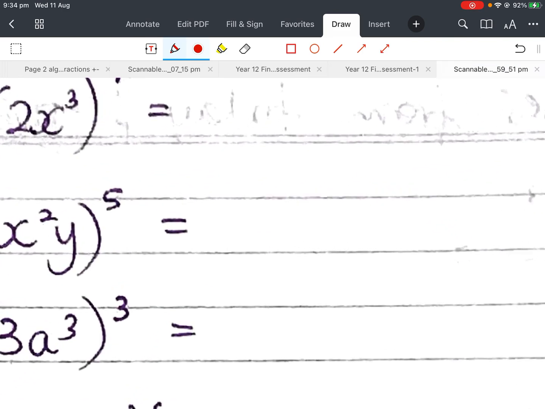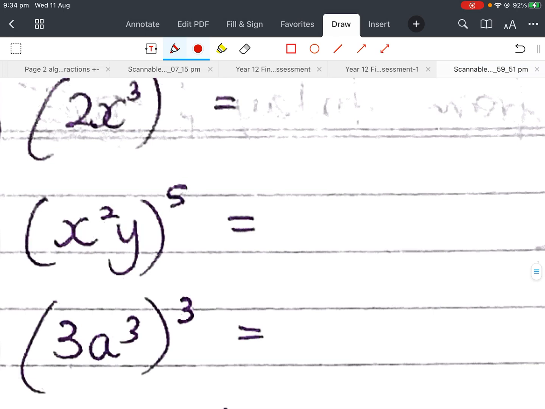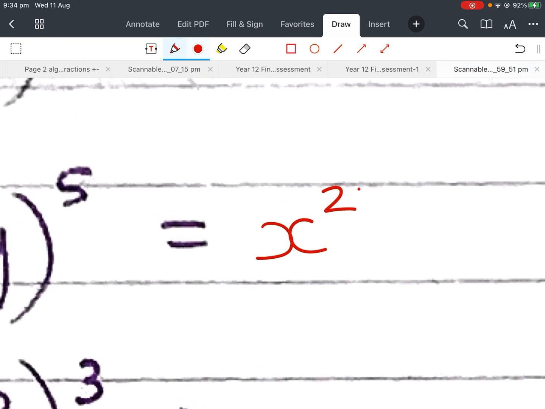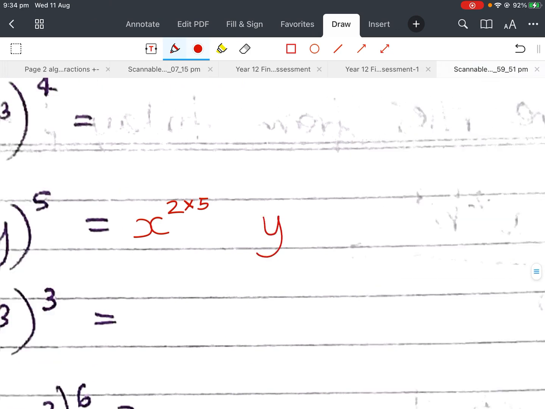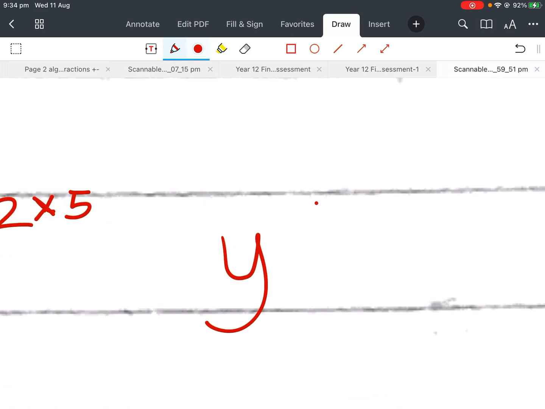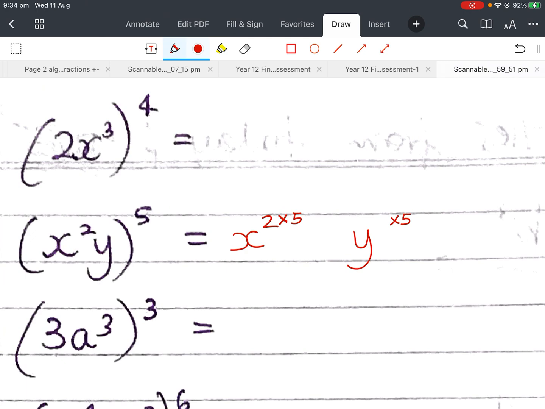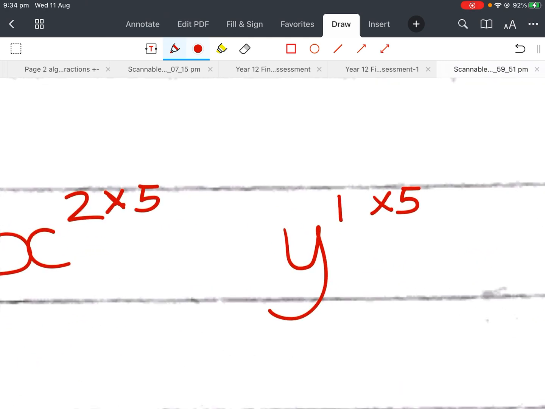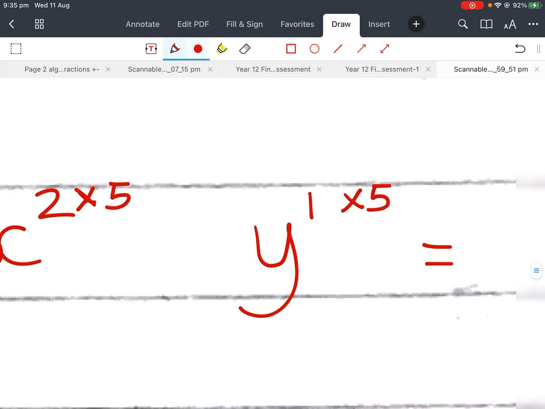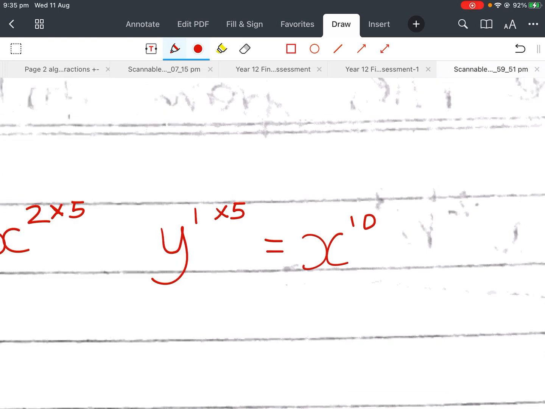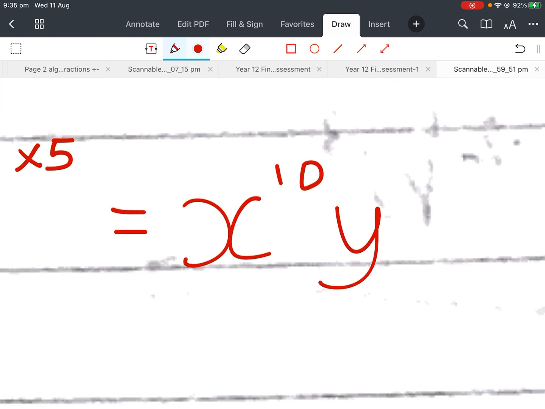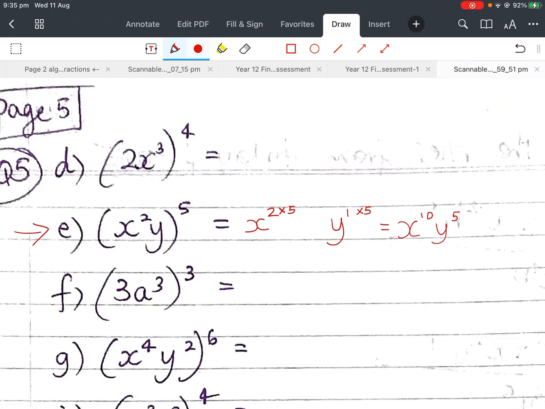Now if you don't want to do that, because it does get a little cumbersome, you can write it out like this. So just the way we were doing the distributive property before, I'm going to multiply the x squared by 5, and then I'm going to take the y out, and I'm going to multiply it by 5. Now remember, if it's a y on its own, that means it's to the power of 1. Okay? So if I do x 2 times 5, what do I get? Hopefully you said 10. And if I do y 1 times 5, I get y to the power of 5.